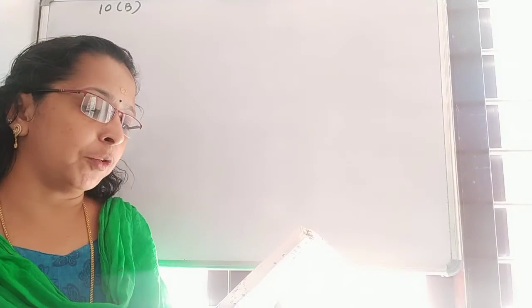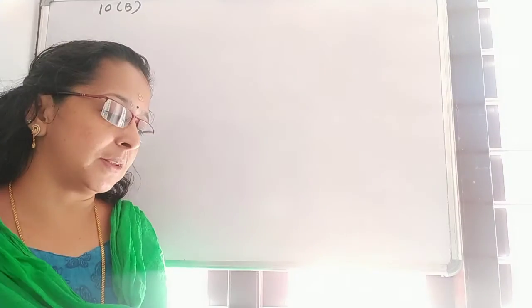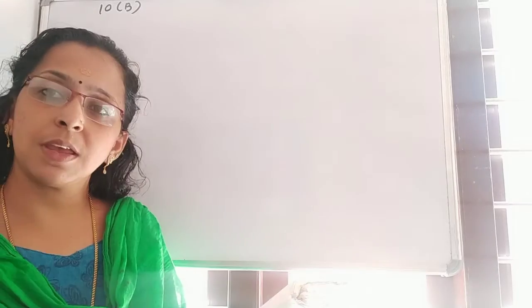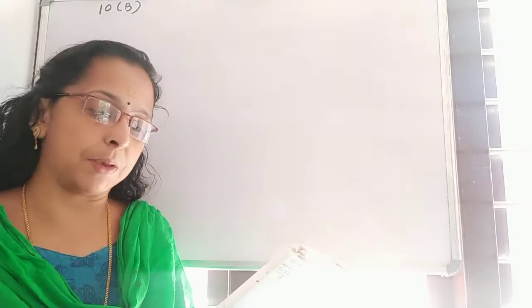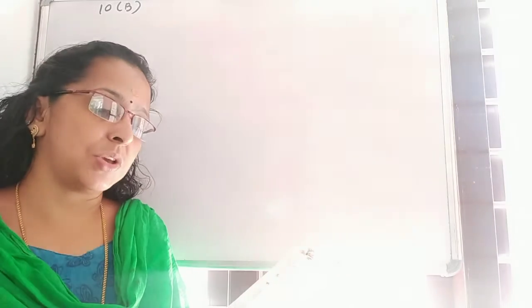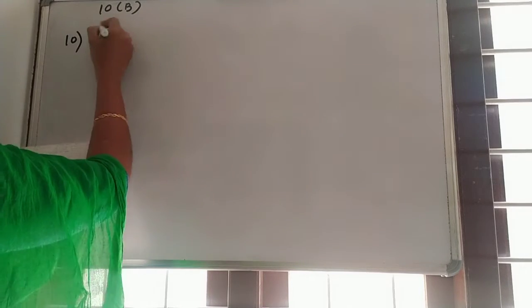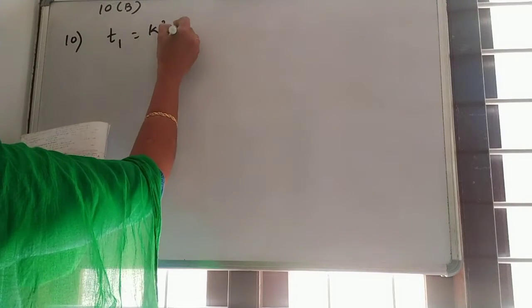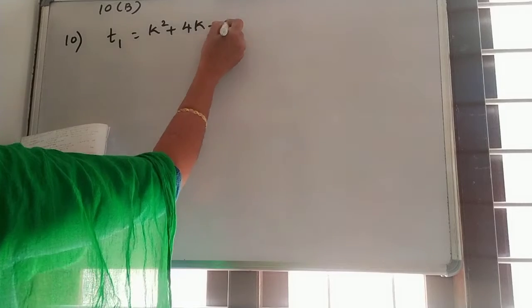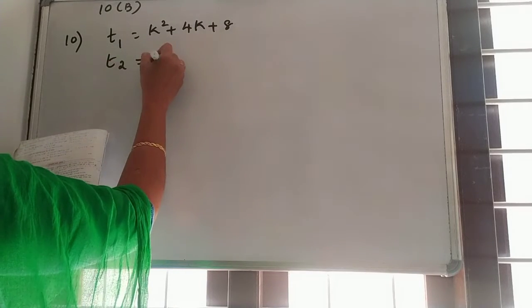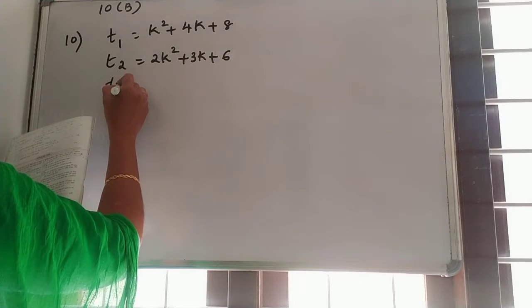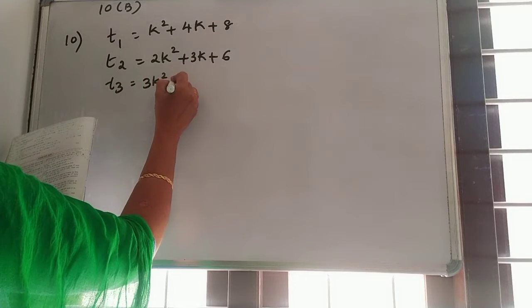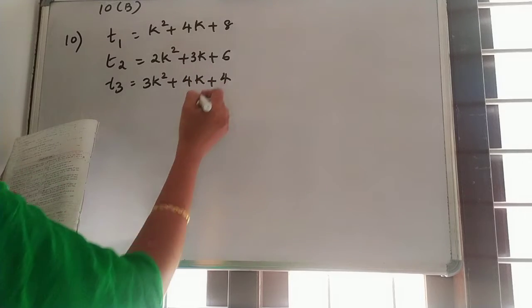Determine the value of k for which k square plus 4k plus 8, 2k square plus 3k plus 6 and 3k square plus 4k plus 4 are in AP. So T1 will be k square plus 4k plus 8. Write down. T2 will be 2k square plus 3k plus 6 and T3 will be 3k square plus 4k plus 4.